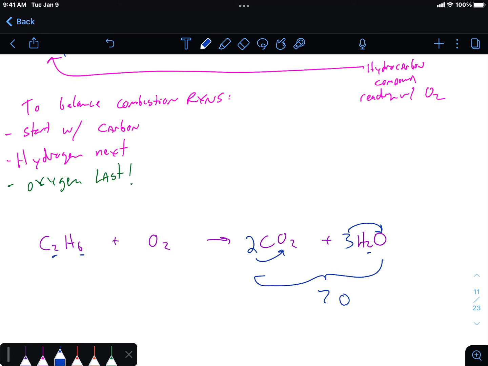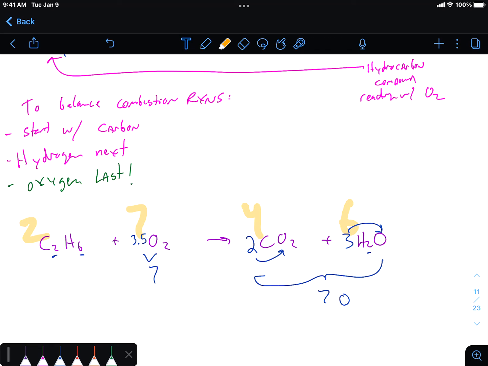7 oxygens, right? And so you come over here and you see your oxygen only comes in increments of 2, which means if you wrote 3.5 times 2 is 7, but we're not going to be using decimals. You need to use whole integers. So to fix this problem, multiply everything by 2, right? And so that's why this was a 2, that's why this was a 7, this was a 4, and this was a 6. And this is something that is going to happen with combustion reactions specifically.